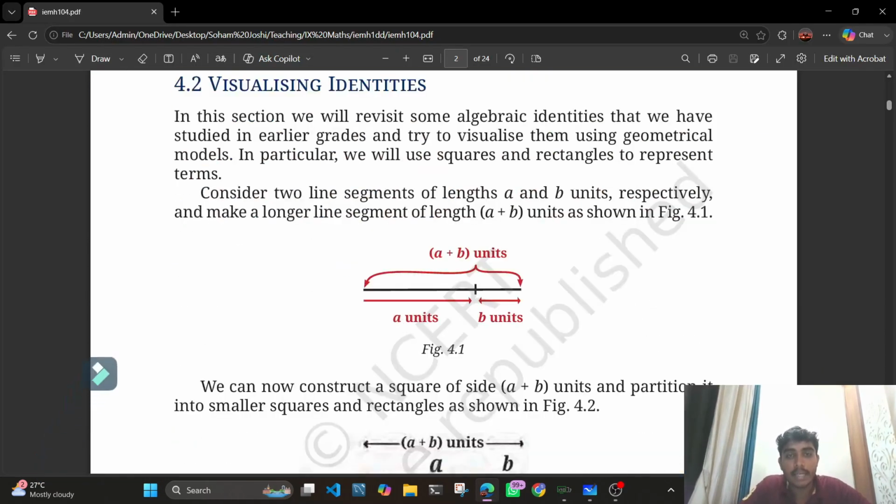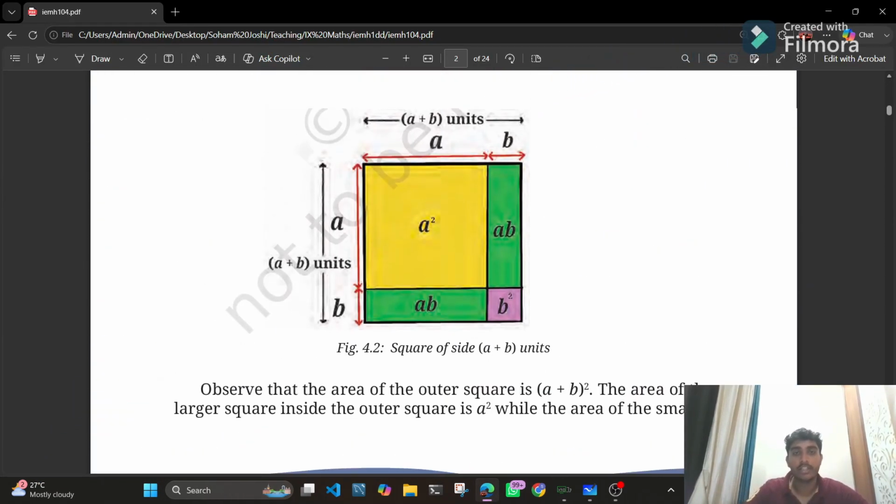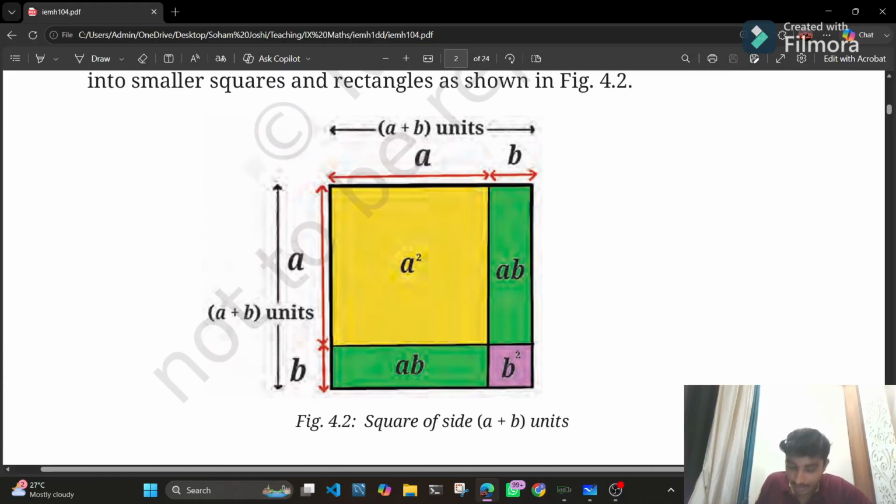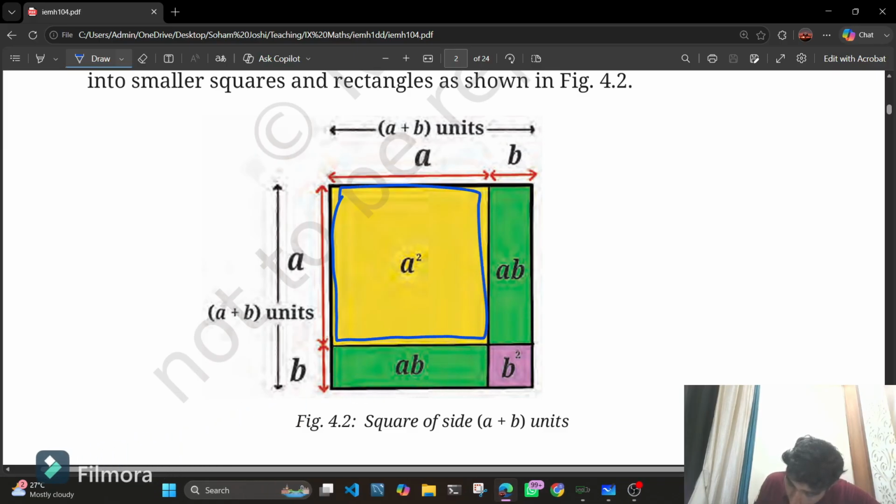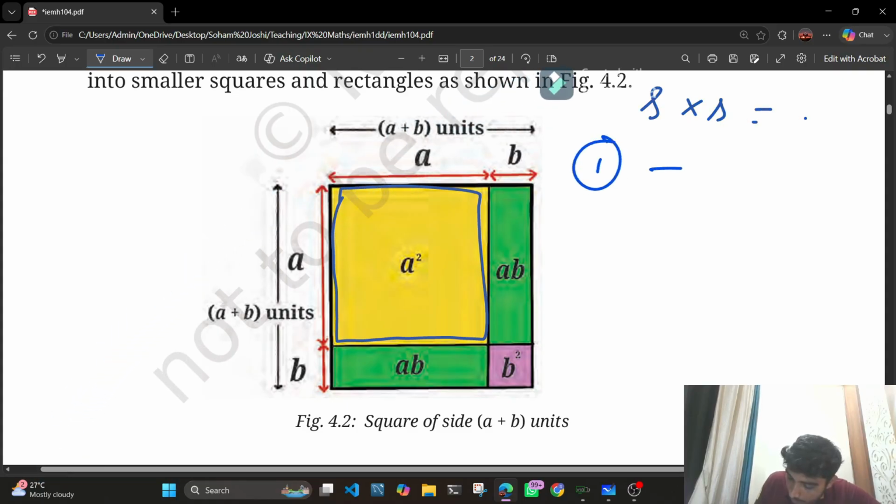You may understand it through visualization. Let's say this is the square of side A. You know that the area of a square is side into side. So for the yellow part, the square is of side A, so the area of the yellow square would be A square. Understood? Cool.